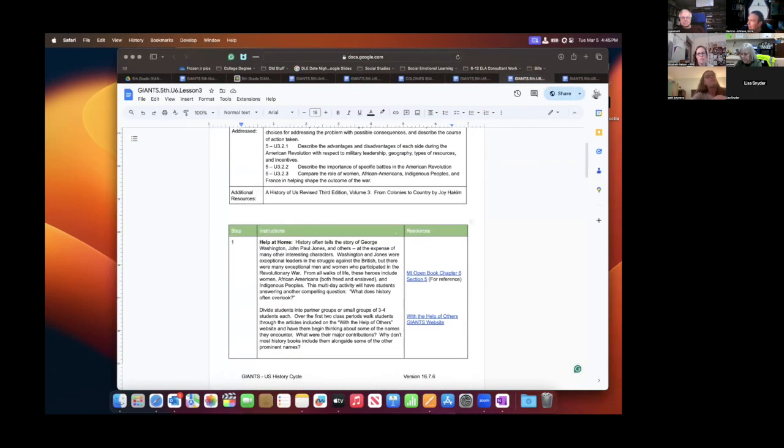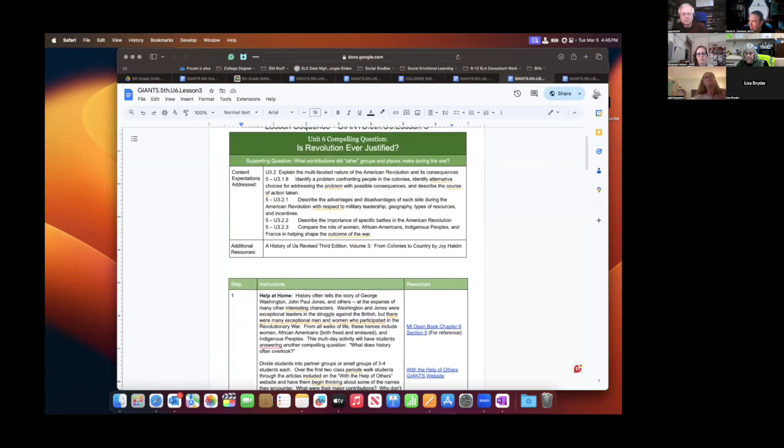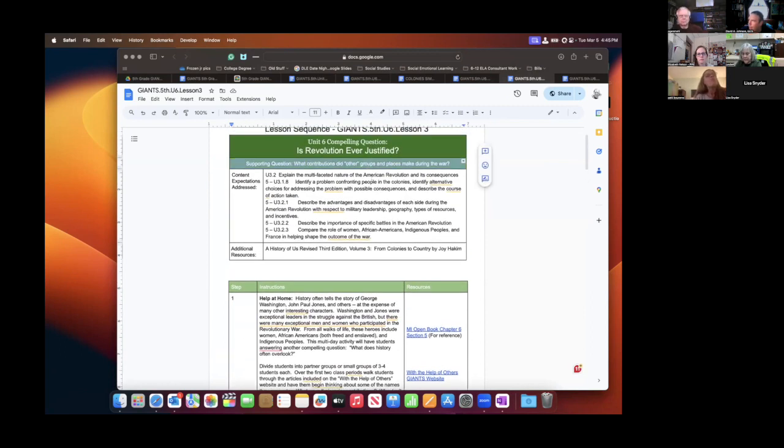When we get to lesson three, this is where we start to look at the contributions of others. So the question that lesson three is centered around is what contributions did other groups, and I have those in quotes, what contributions did other various groups make during the war? And we kick this lesson off with a short burst project we've developed. There's a micro website that we created called With the Help of Others that helps introduce the topic of women in the Revolution, Indigenous peoples during the Revolution, and African Americans during the Revolution.